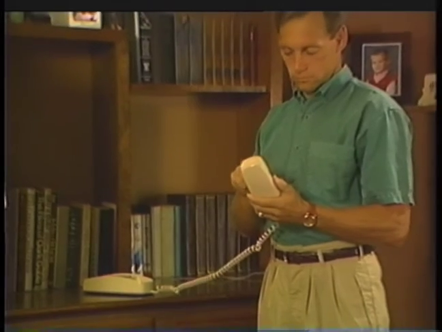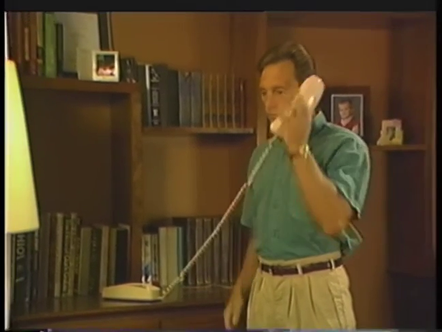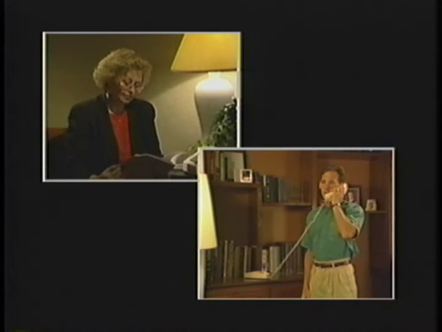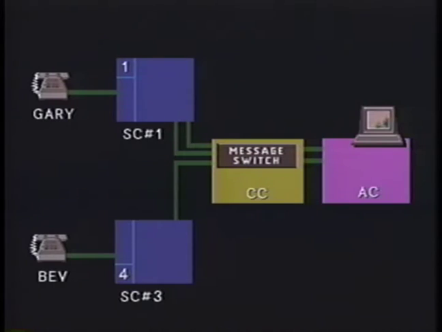In this example, Gary's phone is connected to the first line card in switching component 1. He has dialed Bev, whose phone is connected to the fourth line card in switching component 3. Since this call passes between switching components, the call request is passed to the administrative component. The administrative component determines which units are needed to route the call and provides the necessary information to these units.